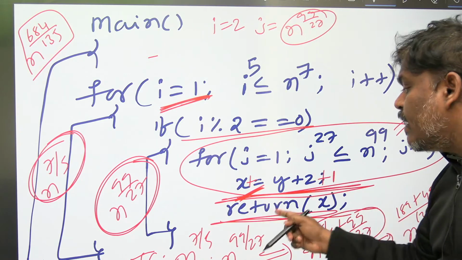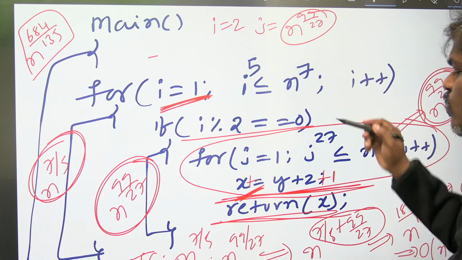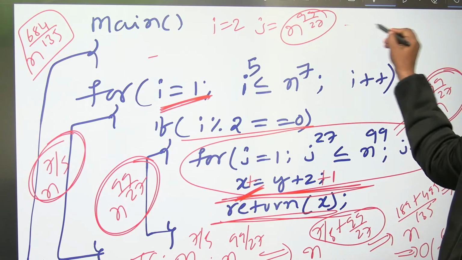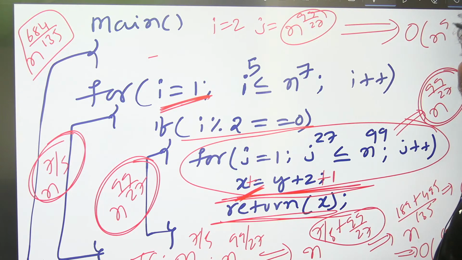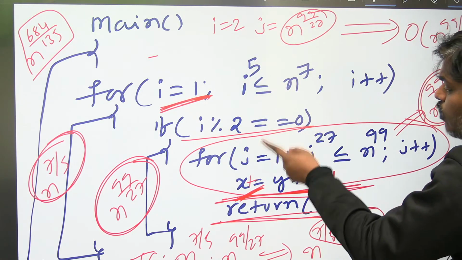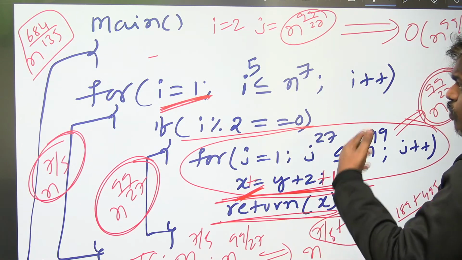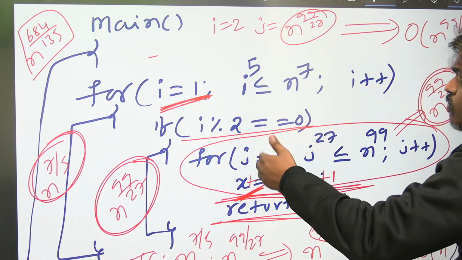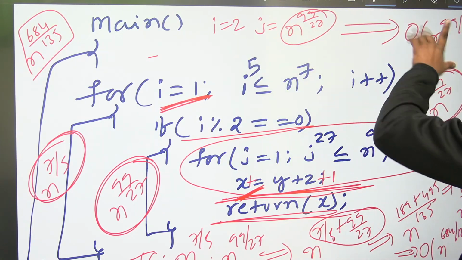You will say return x. What is the meaning? You don't need to go to the next I value. So the x value is nothing but big O of n power 99 by 27. With the return, when I value is 2, the J loop runs n power 99 by 27 times. After completion of this, return x. Return means program over. So the J value becomes like this.